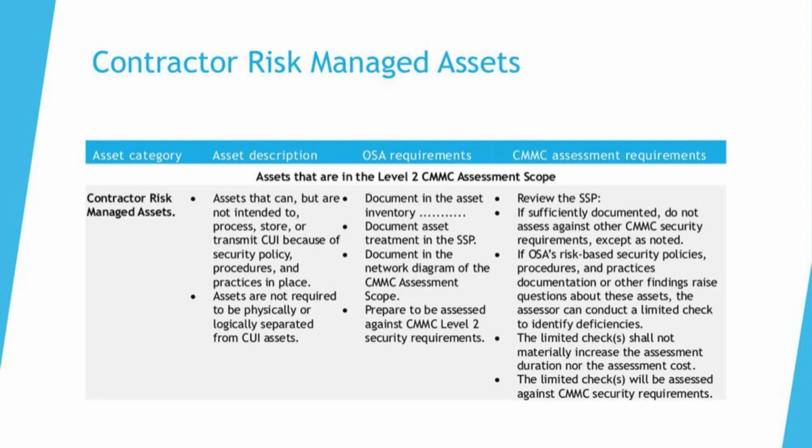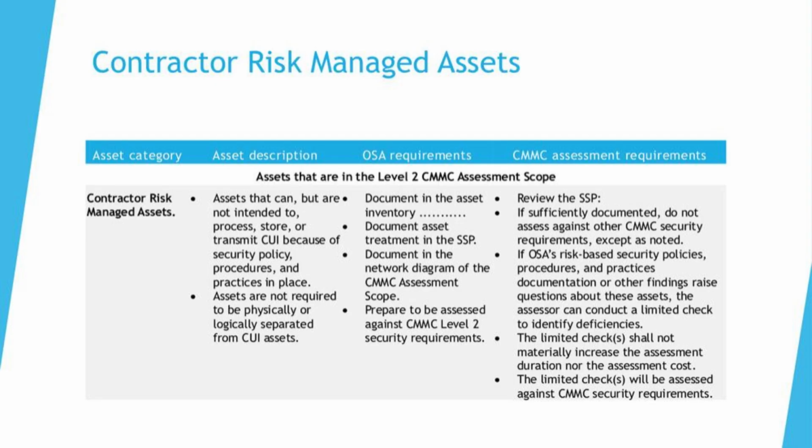Let's talk assessment. The guidance says OSAs must prepare to be assessed against CMMC Level 2 security requirements for CRMAs. But you just said they're generally not assessed against the 110 controls. That sounds contradictory. It does. It's confusingly worded. What it means in practice is the assessor primarily reviews your documentation for CRMAs. They look at your SSP, your policies, your procedures. Do you have clear rules saying CUI is forbidden on these systems? Do you have basic security practices documented for them, like patching, malware protection?